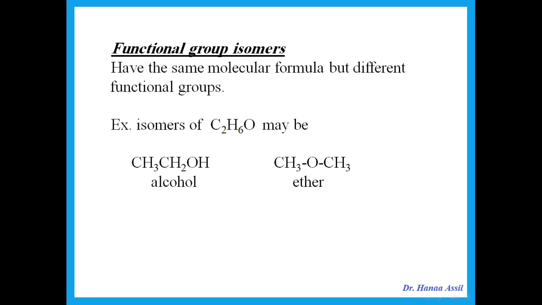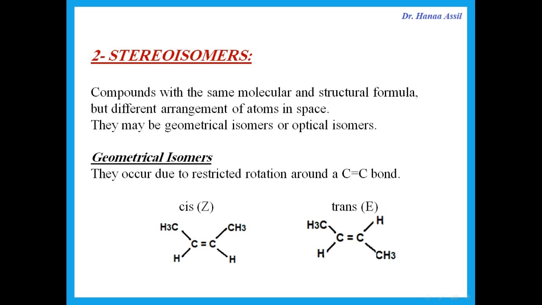We can also have functional group isomers. That means if I have C2H6O, how am I going to arrange it? I can either arrange it so that it has an OH, so that's an alcohol, or I can arrange it so that the oxygen is in the middle, and that's a different functional group, which we call ether. Now, the stereoisomers we have also discussed before, and we said when we talk about stereoisomers, these are compounds with the same molecular formula, structural formula, but they have different arrangement of atoms in space. So they could be geometrical isomers or optical isomers.